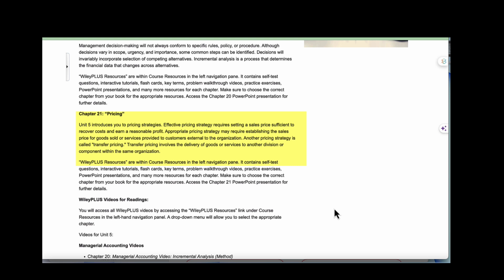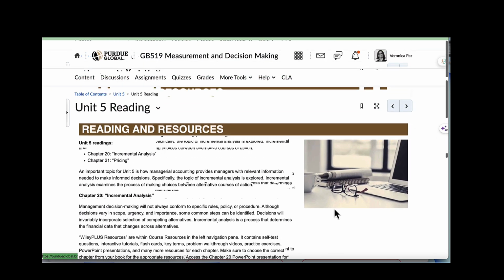An additional pricing strategy is called transfer pricing. Transfer pricing involves the delivery of goods or services, but to another division or unit or component within the same organization.